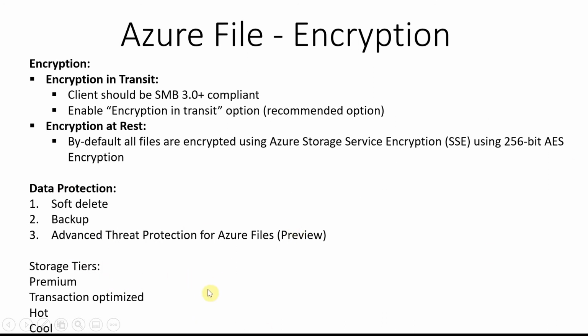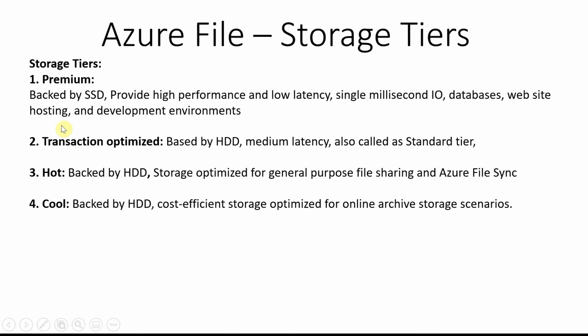Right? Another question that you can get is what are the various storage types available? These are the four storage tiers available: premium, transaction optimized, hot, and cool. It's all about how you use the data in the file. So you have various options here in file storage.